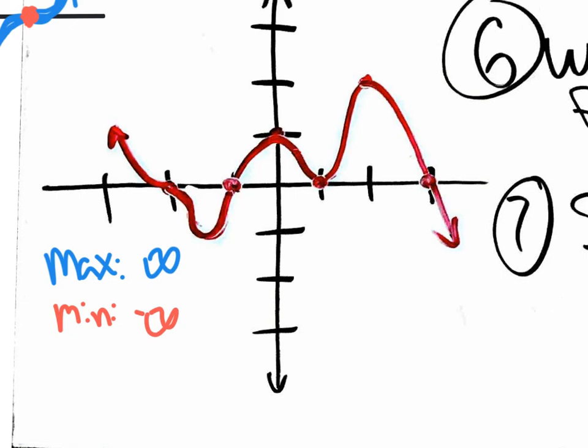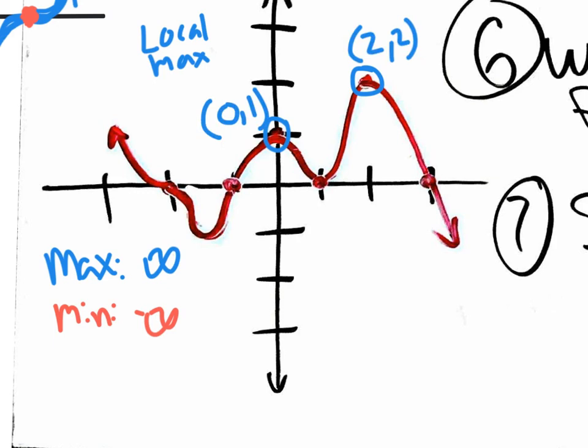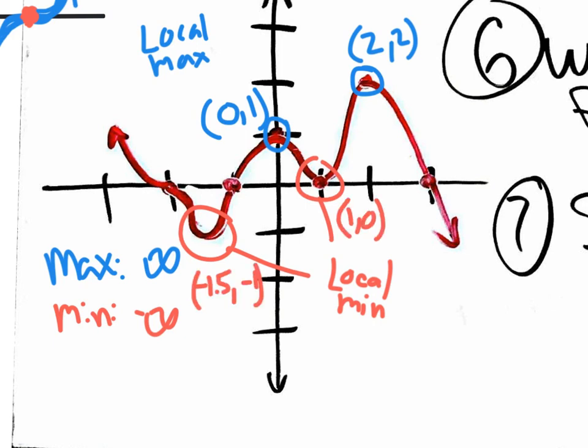Now if you're talking about local max, it actually has two of them. It has this as a local max and also this one as a local max, which would be the locations 0, 1 and also 2, 2. And what about local min? Well, the local min would be right here and also right here. Okay, so what are those coordinates? That would be negative 1.5, negative 1, because if you're going negative 1, here's negative 2, so halfway out, that'd be negative 1.5 and then negative 1. That's the location of this local min, and the other local min is this location, which is the coordinate 1, 0.